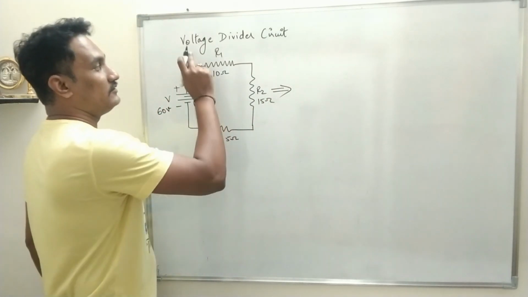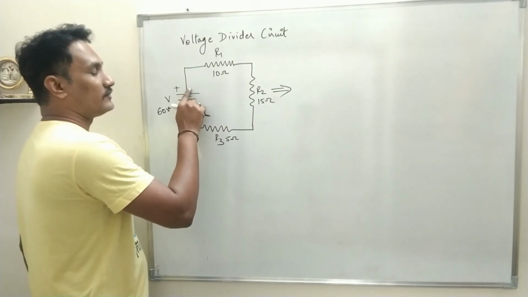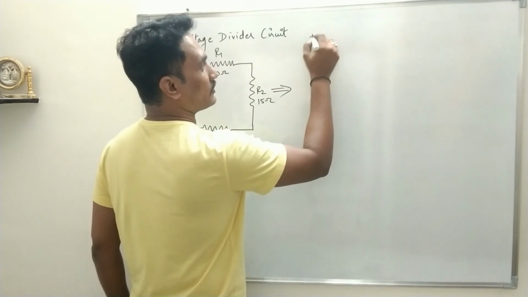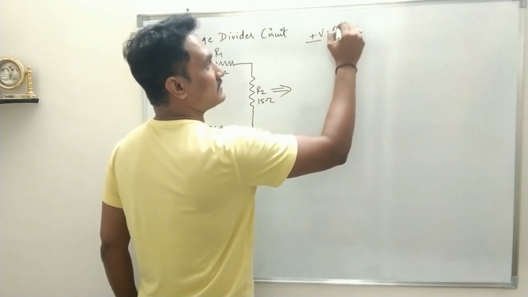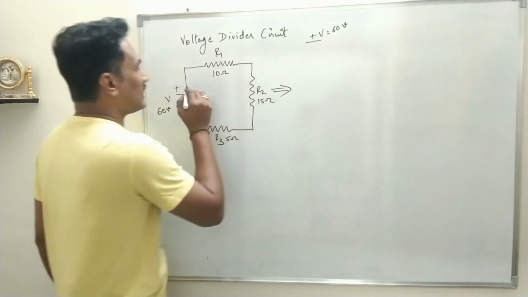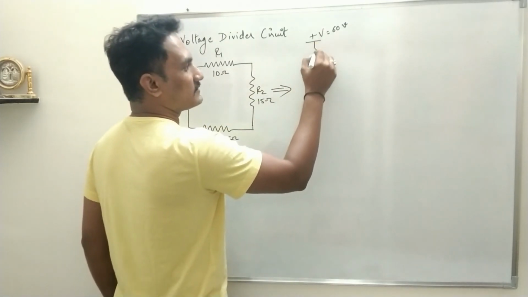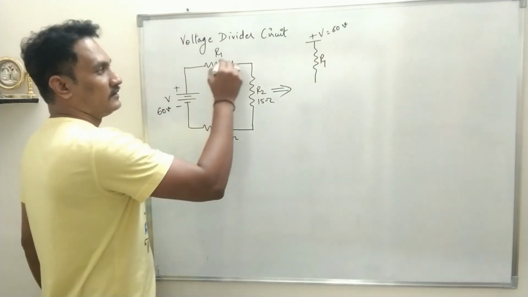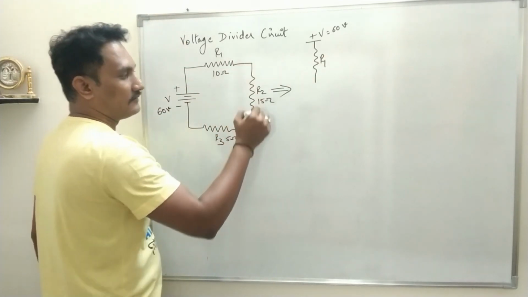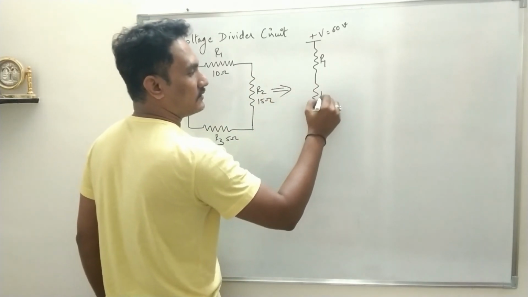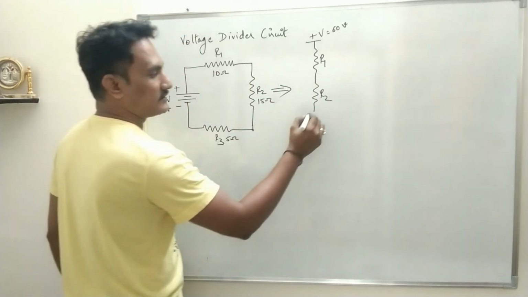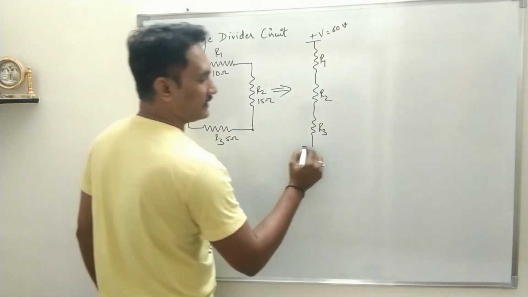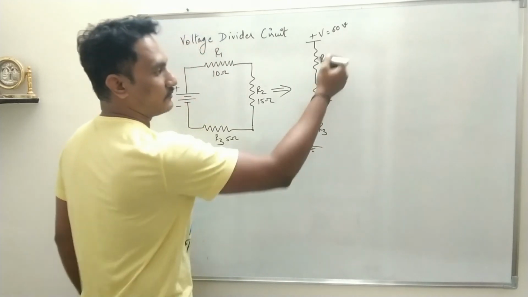See, when you are calculating voltage, you have to start from the positive terminal of the battery and go to the negative terminal of the battery. So say this is the positive terminal V, which is 60 volts. Then when you start from the positive terminal, you have one resistance R1. The point at which R1 ends, you have the resistance R2. The point at which R2 ends, you have the resistance R3, and R3 is going back to the negative terminal of the battery. So this is R1, R2, R3.